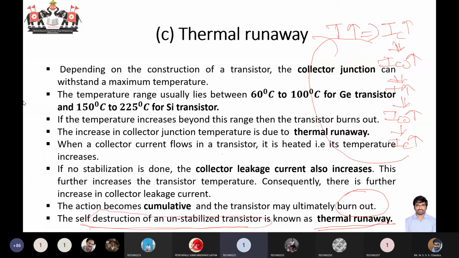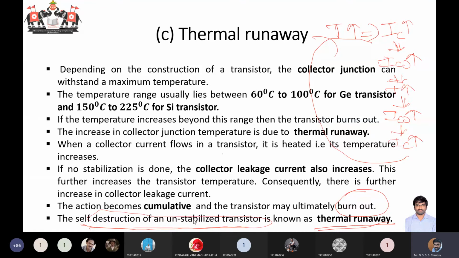Sir, if the heat in the transistor increases on its own due to changes in current, it is called thermal runaway. So it's a heat accumulation which is taking place continuously or cumulatively. Okay, then it is called thermal runaway. Thank you.